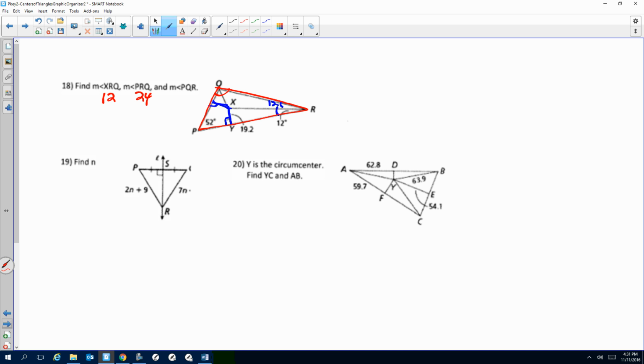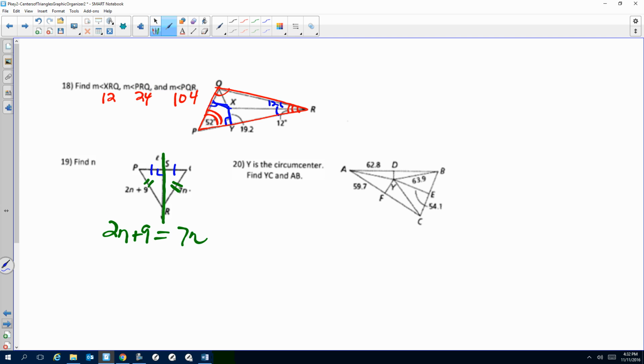So I'm going to use my red triangle to get that. I know that angle P over here is 52. We know this angle over here is 24. I'm going to add those together, subtract it from 180. So 24 and 52 will give me 76, so we have 104 for our missing angle. Okay? Now, on 19, because I see the tick marks and I have the box, this is the perpendicular bisector right here, SR. So you should know that. So we should have 2n plus 9 equals 7n. This was your warm-up. It's a fraction answer, so let me know if you did the warm-up right.